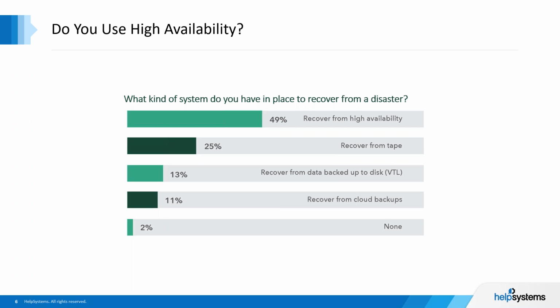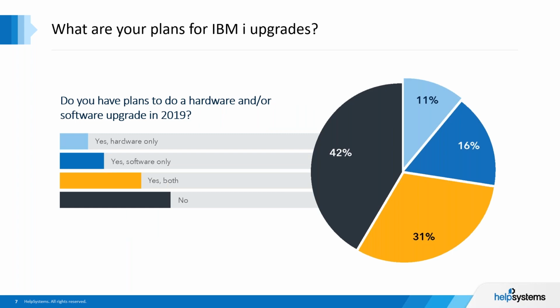Some of you are using tape, virtual tape libraries. We see a lot of that, and we also hear people talking about doing cloud backups. Also in this year's survey, we added a new question: what are your plans for IBM i upgrades? Are you going to be upgrading hardware, software, both, or no, you're not in 2019? As we total up the numbers between the 11% and 31%, we come up with 42% of you are upgrading software and hardware this year.